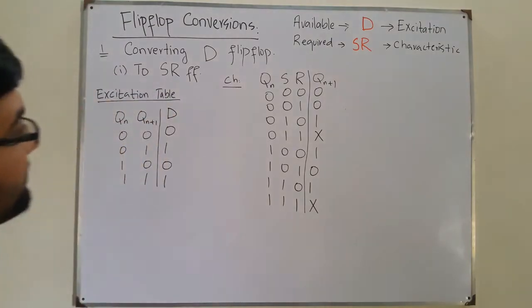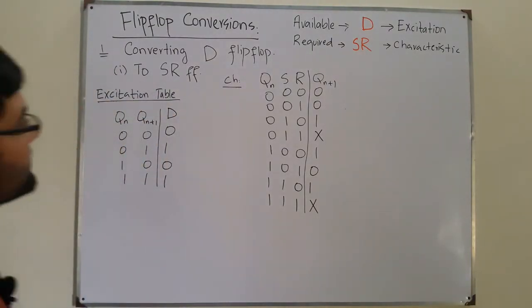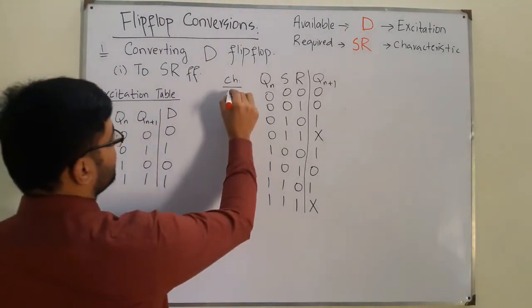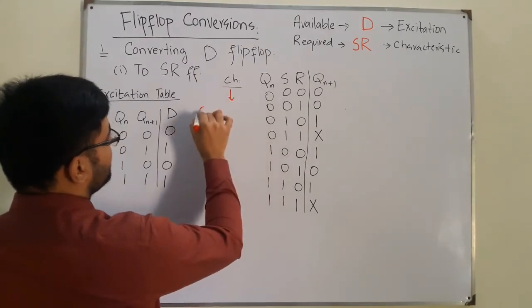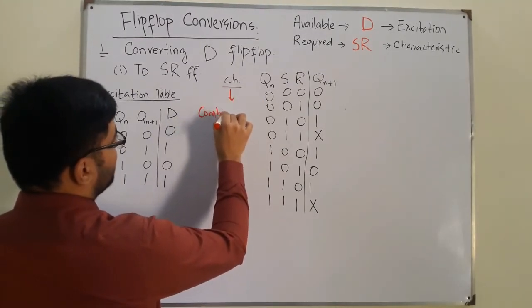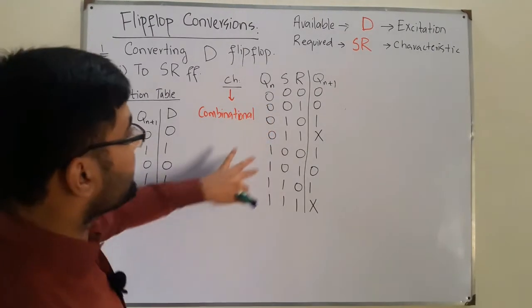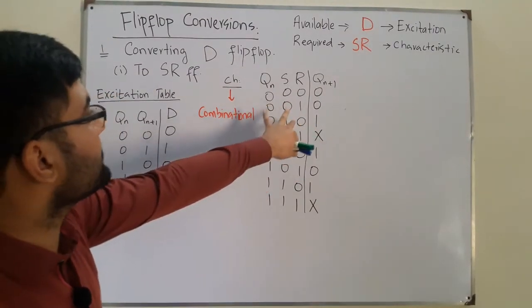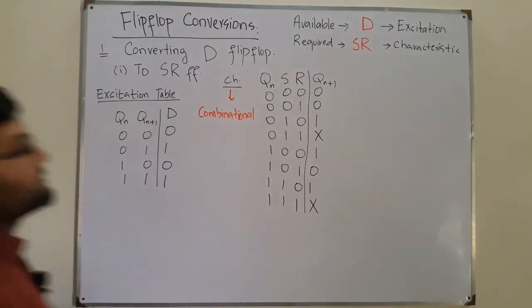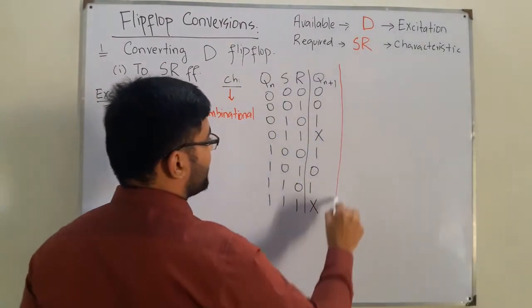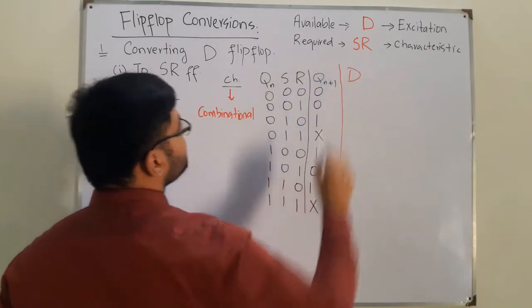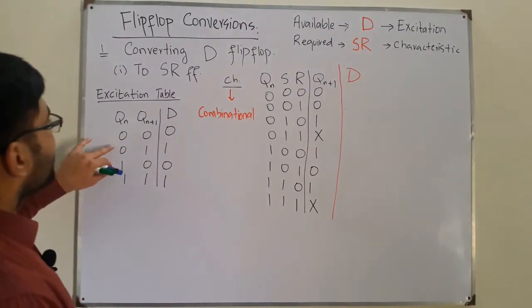Now we draw the combinational table. With the help of the characteristic table, we draw the combinational table, which means we match the Qn and Qn plus 1 from the characteristic table with the excitation table, and over here we have D as the input. So if it's 0, 0, you have D equal to 0.